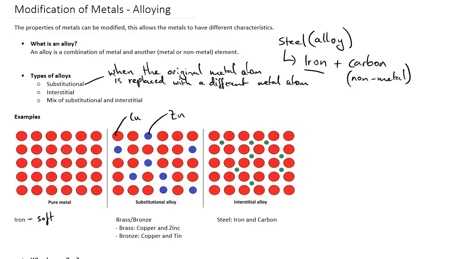Now there are different examples, and you do need to know an example for your test. So you might want to remember brass, which is composed of copper and zinc, or another one is bronze. So bronze is actually just a combination of copper and tin. Okay, so those are examples of substitutional alloys. There might be a few more in your textbook, which I recommend looking over.